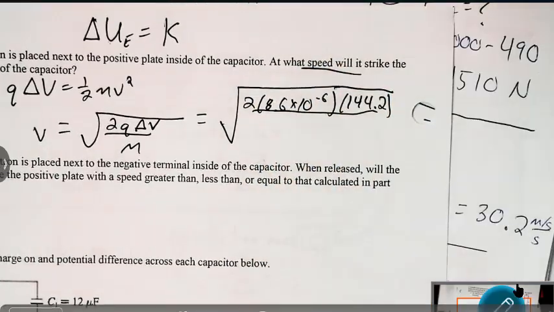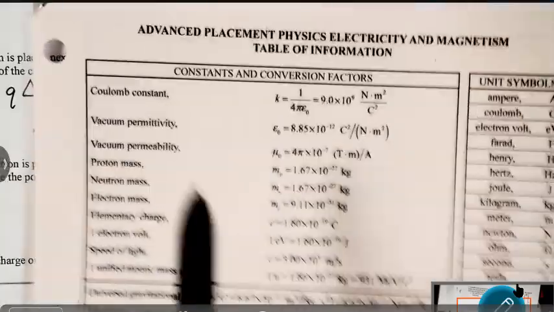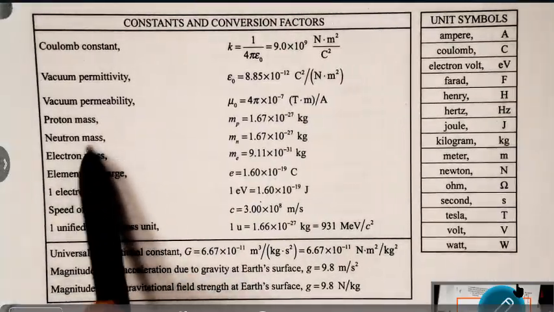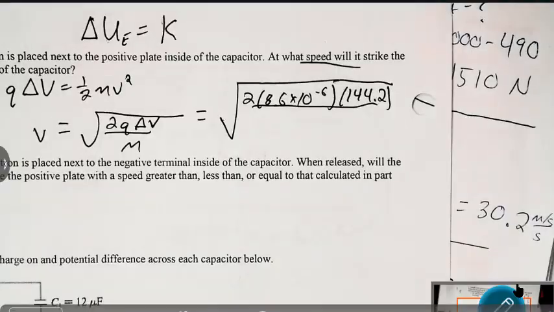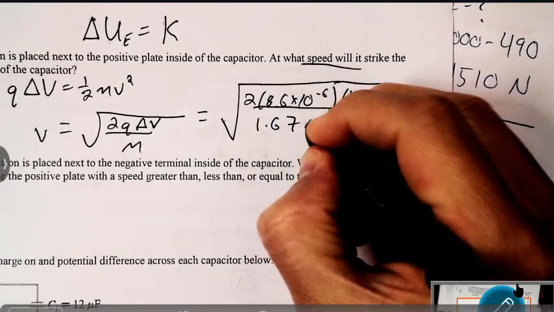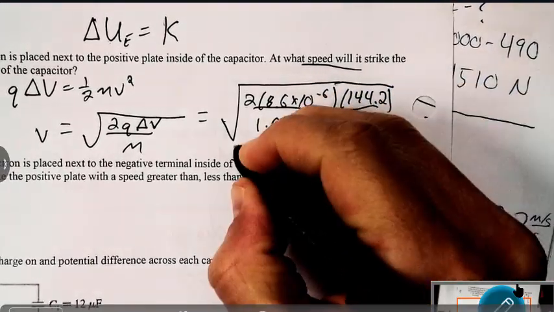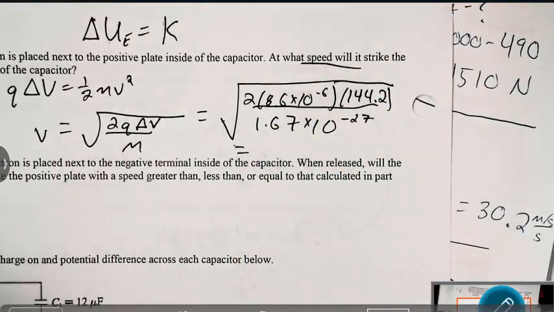And then the mass is the mass of a proton, which I don't memorize, but the equation sheet has it. That's a proton, right? Yeah, mass of a proton, 1.67 times 10 to the minus 27. And let me get my calculator and bust out an answer. So I'm going to pause the video.